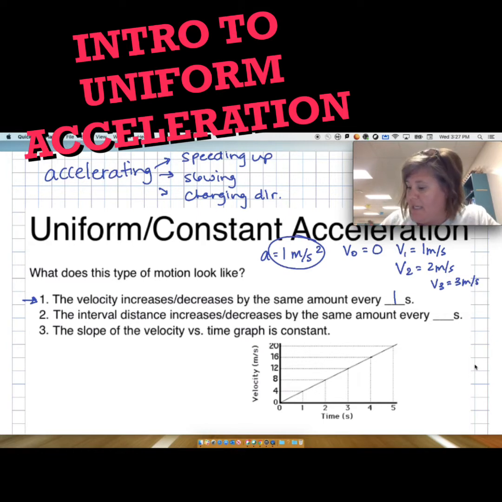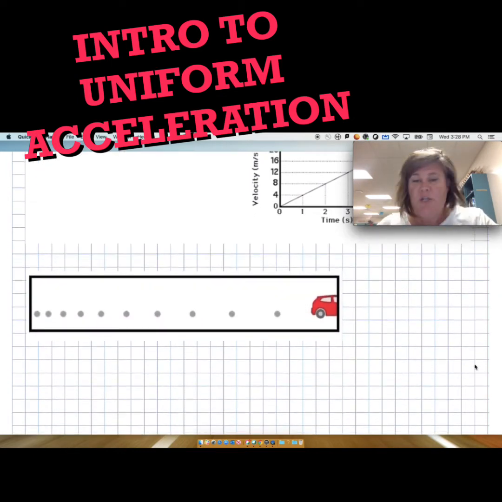Another characteristic of uniform acceleration is that the interval distance is going to either increase or decrease by the same amount every, we'll say, 1 second. Again, that could be 0.1 second, 0.2 seconds. So what does that mean? I have a picture down here to help us. This car is accelerating at a uniform rate to the right, so it's speeding up, moving to the right. This is the interval distance, this distance right here. It's the distance between two successive positions.